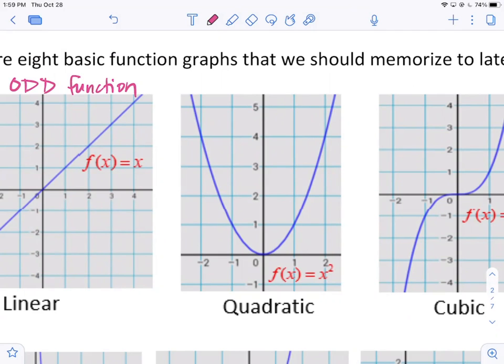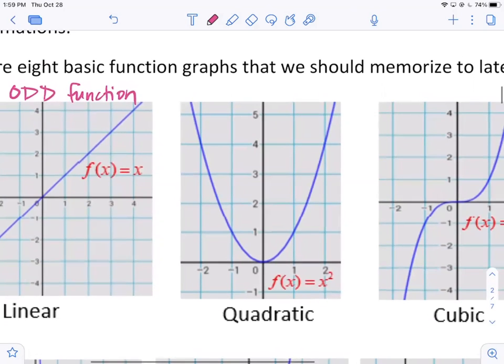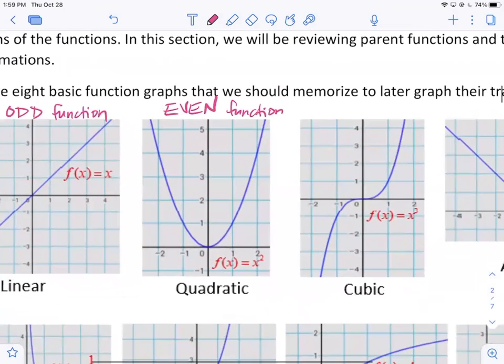Now, the range is something that we typically get from the graph, not from the equation. But what is the range of x squared? 0 to infinity, right? Inclusive, right? Okay, good. This function, we say, is an even function. So write that up top there. It's an even function. All right, now look at this guy.